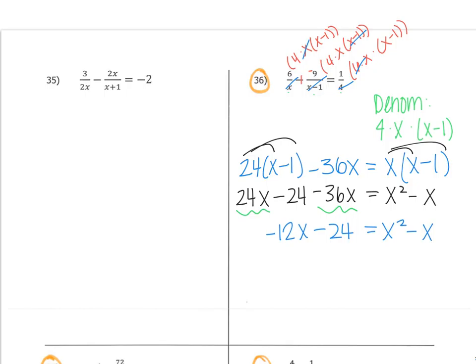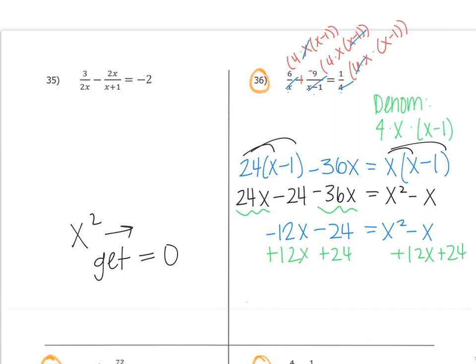And then notice that we have an x squared in this problem. Whenever we see x squared, we need to get the equation equal to 0 and keep the x squared positive. So x squared is already positive, which means I'm going to move the left-hand side with the 12x and the 24 over to the other side. So now we have 0 equals x squared plus 11x plus 24.